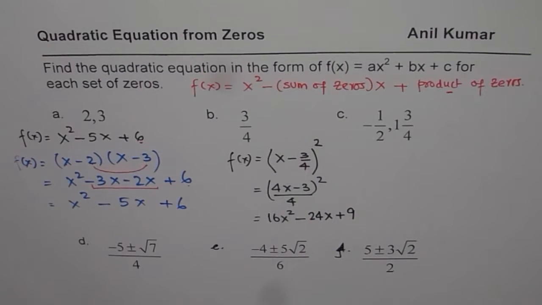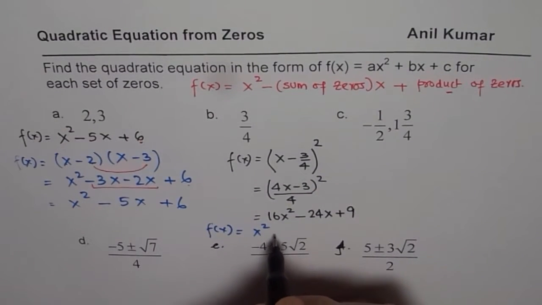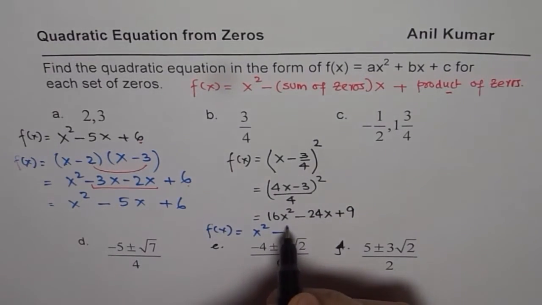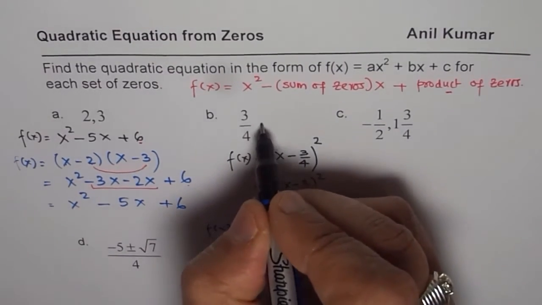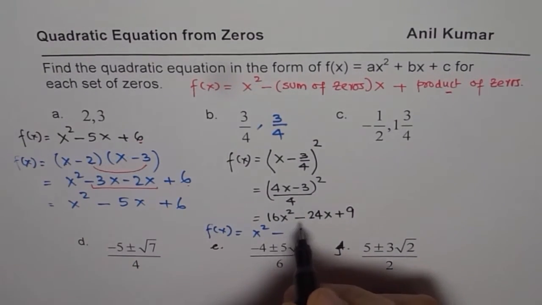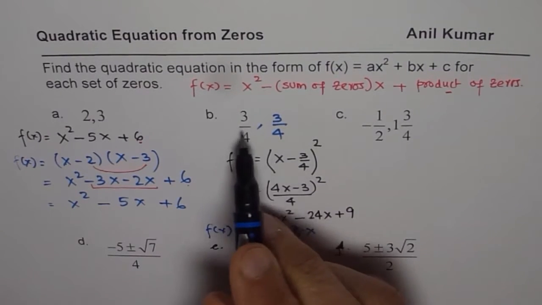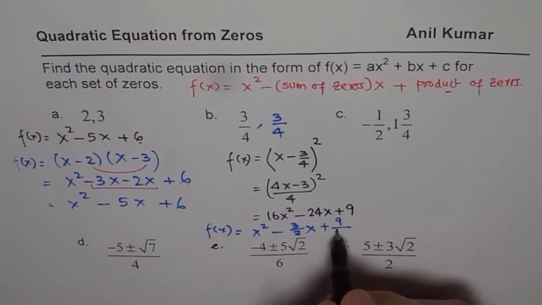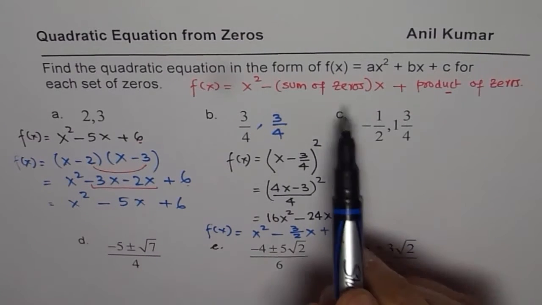So that is to say, you could say the function f of x is equal to x squared minus the sum of these two, right? That means 3 over 4 plus 3 over 4. There are 2 zeros. Think like this. 2 zeros. Do you see that? So when you add them up, 3 over 4 plus 3 over 4 is 3 over 2 x, right? And then we have to multiply, means square. So square will give us 9 over 16, right? Now, that is the equation which we get using our formula.